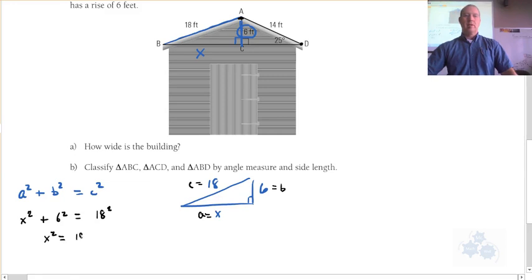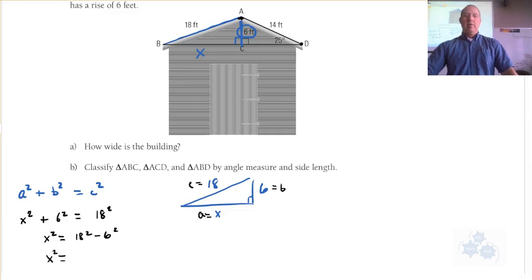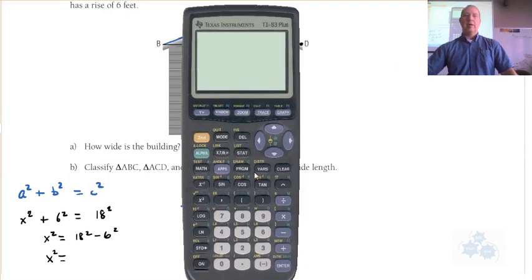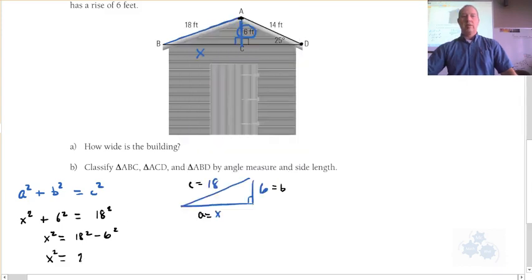X squared equals 18 squared minus 6 squared. And we could get on our calculator. I don't expect you to know what 18 squared is, but you might. But if not, you can plug that into your calculator. It's 18 squared, 324, and minus 6 squared. Hopefully you don't need your calculator for that. That's 6 times 6, or 36. Right? So x squared equals then 288.